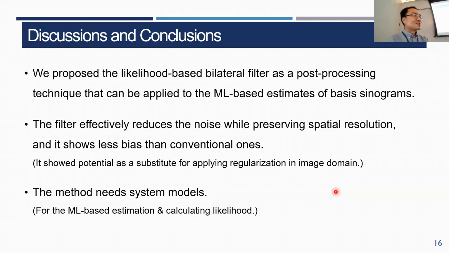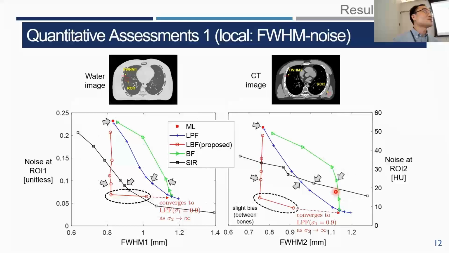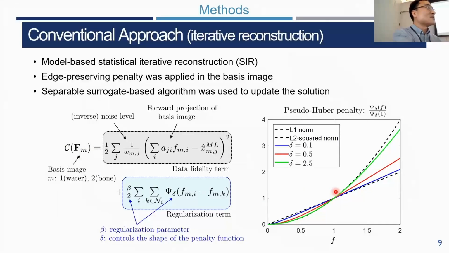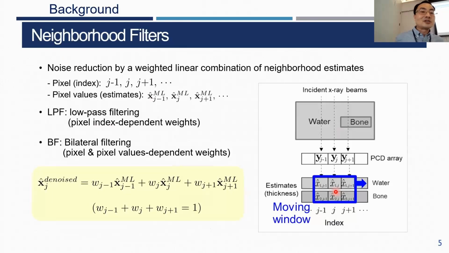Okay, so your problem here is the sinogram estimation from the transmission, right? Yeah. But what is the starting point? I assume the ML-based, maximum likelihood sinogram estimation is given. That's the starting point. That's why we can apply the neighborhood filter to the ML estimation here.